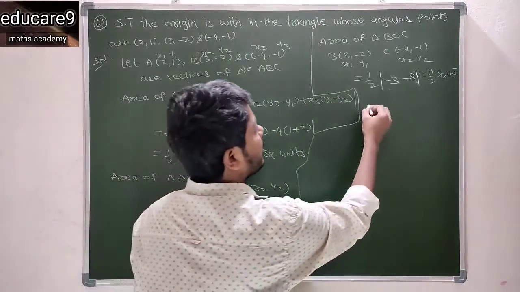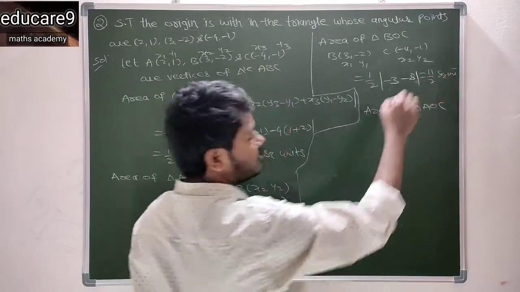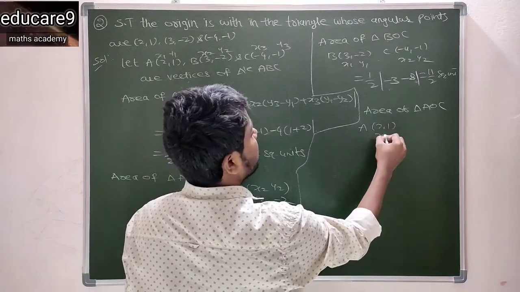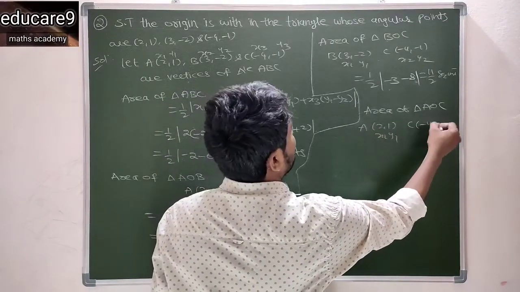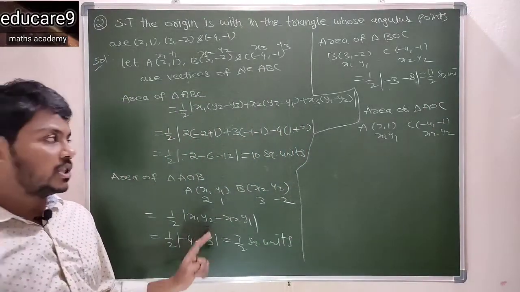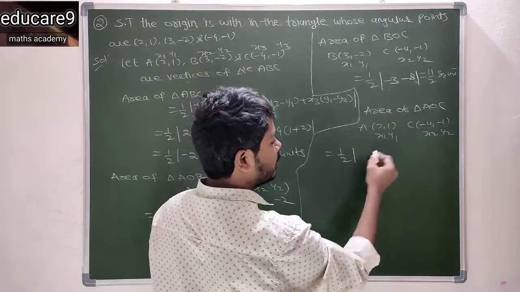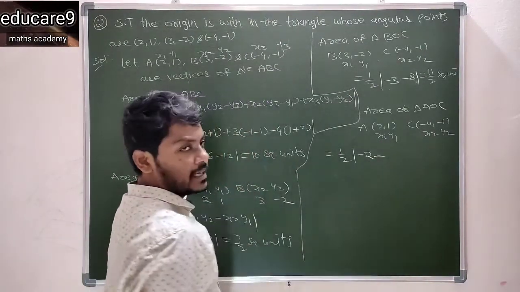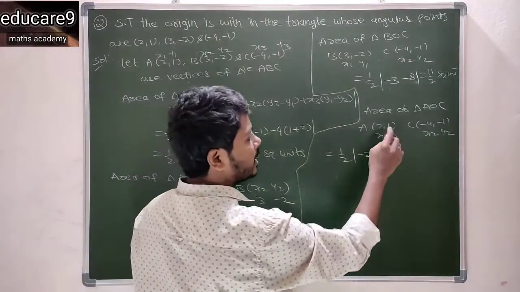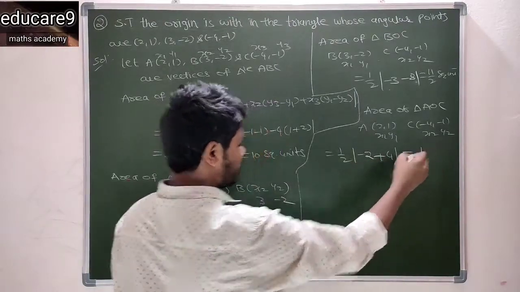Next one, last one, area of triangle AOC. So for that A is x1 y1, so 2 comma 1 is x1 y1 and C, minus 4 comma minus 1, is x2 y2. So again apply the same formula, this one only. So that is half into x1 y2, so 2 into minus 1 minus 2, minus x2 y1. So what is that? Minus 4 into 1, plus 4. So 2 by 2, you will get 1.